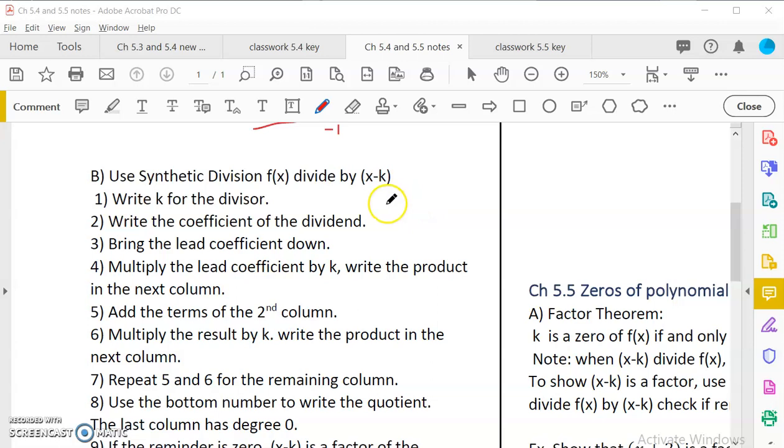You may ask me, Chen, if it's x plus k, what do I do? Then you would just write it as x minus a negative k. So it's kind of like the flip over.